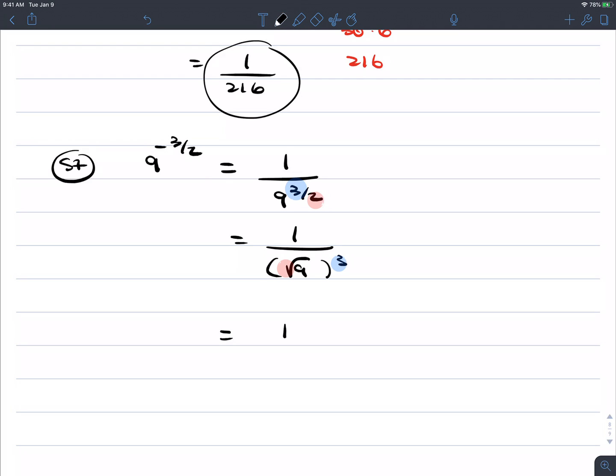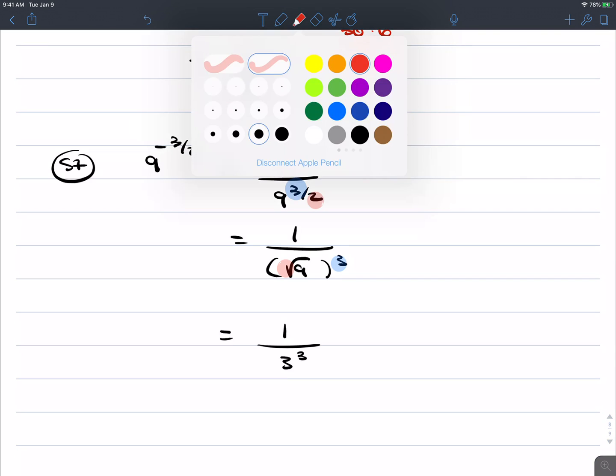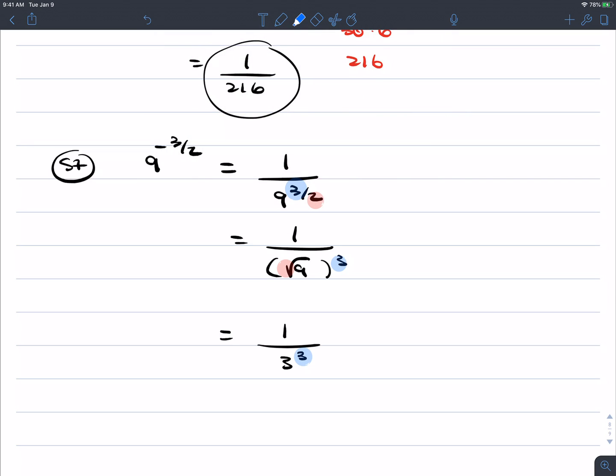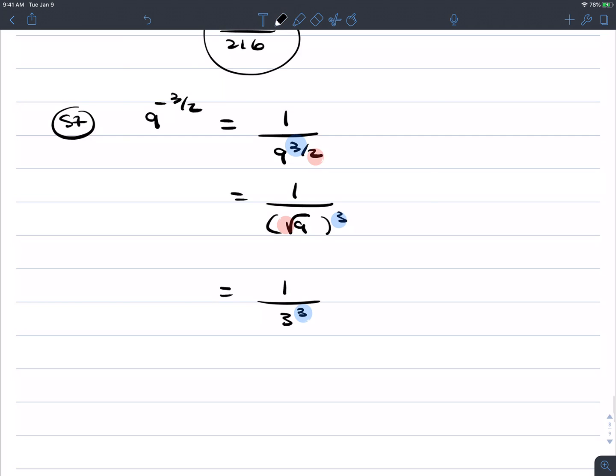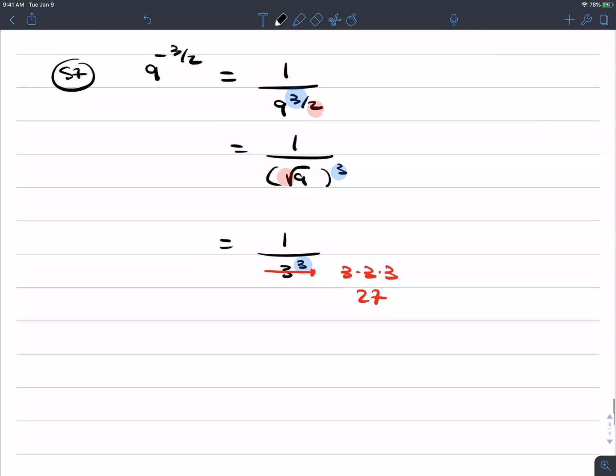So 1 over, what's the square root of 9? 3. So this is 1 over 3 to the 3rd power. Don't forget that power is still there. Then the denominator is 3 times 3 times 3, which is 27. So your final answer will be 1 over 27. That's 57.